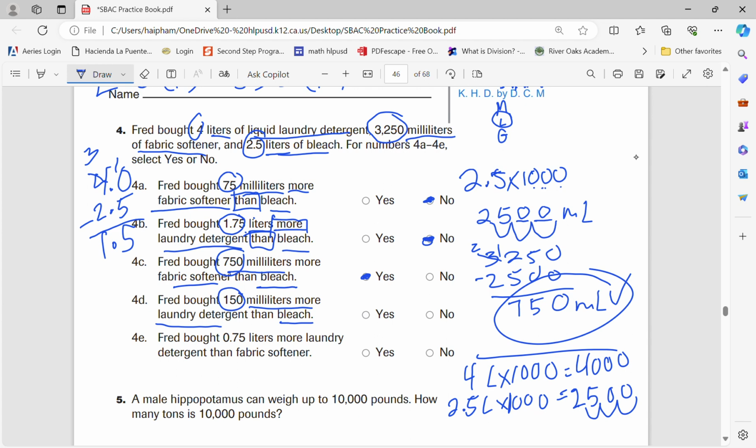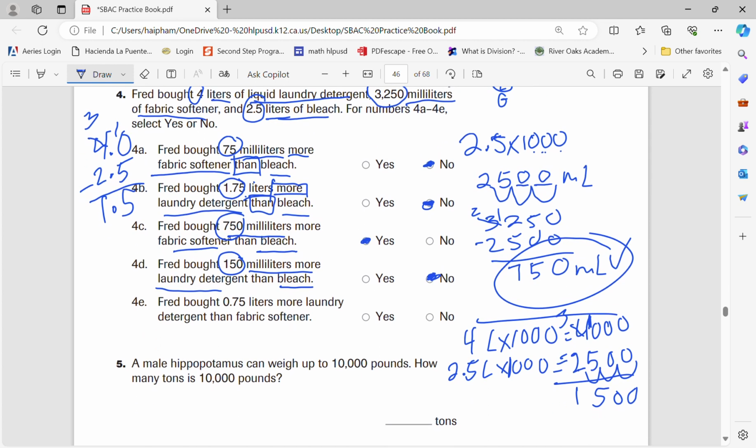I might as well just line them up here and subtract it. 0, 0. Let's regroup from the 4. That is 3 here. So I have 10 here. 10 minus 5 will be 5. And 3 minus 2 will be 1. So the difference would be 1,500 milliliters, which is a no here, not 150 milliliters.